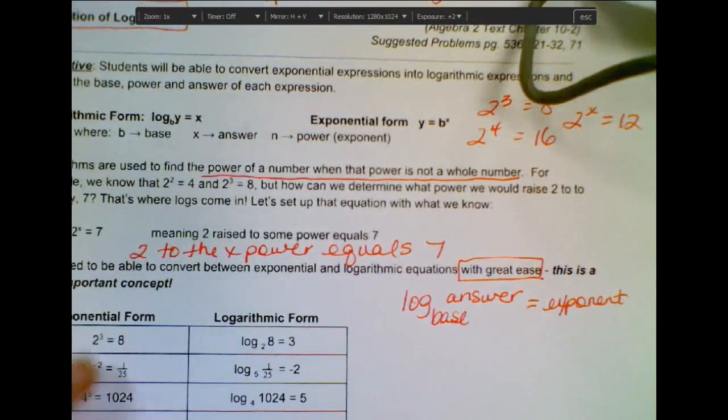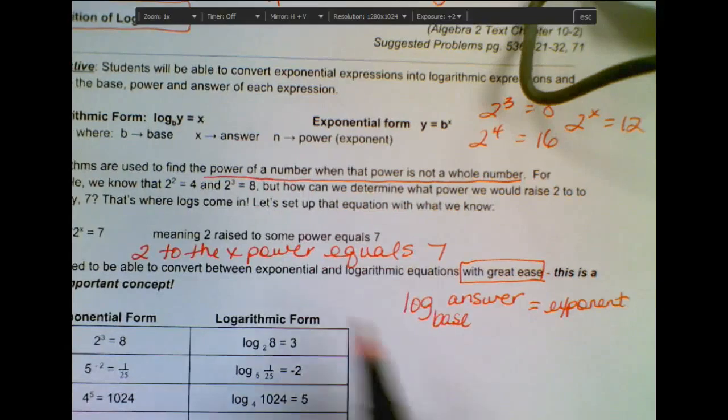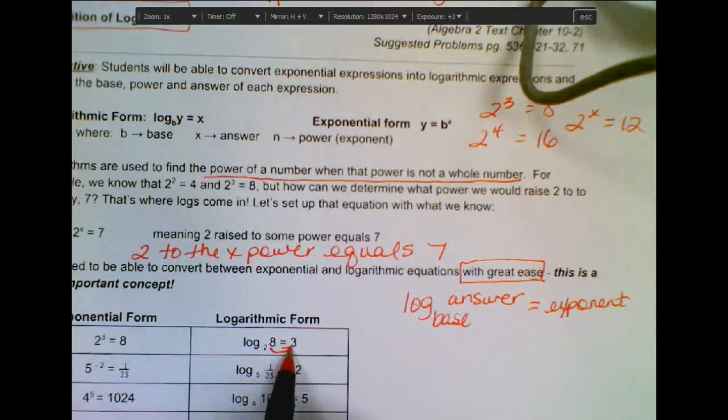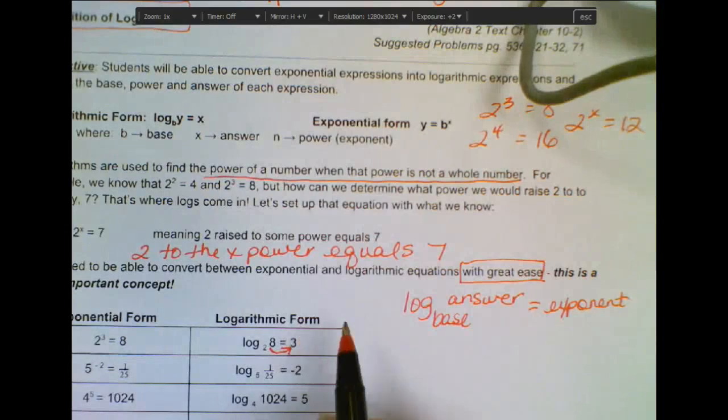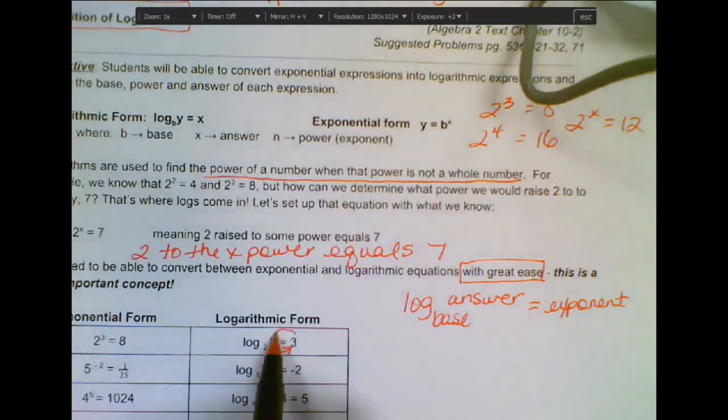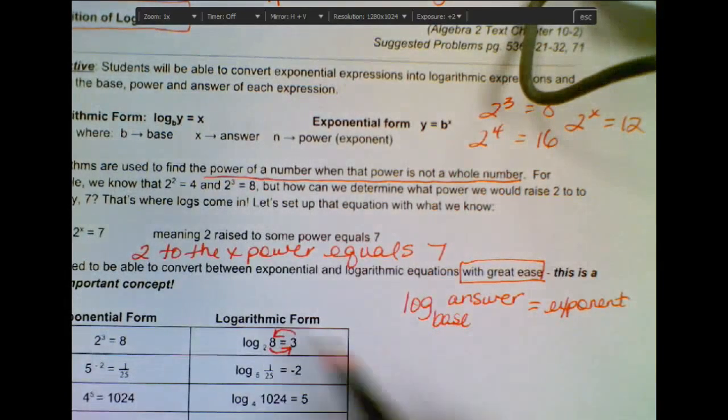So, exponential form is something that we're used to. That means 2 to the third power equals 8. The difference with logarithmic form, and I encourage you to think of it like this, is a kind of circular pattern. The exponent is now what's isolated by itself. 2 to the third power equals 8. It's just rewriting that function, okay?